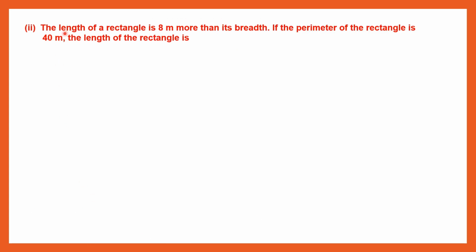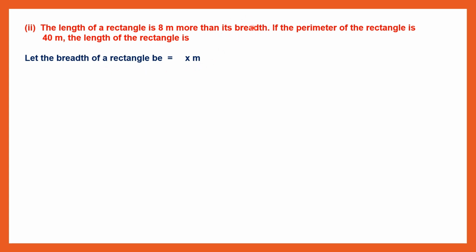Question 2. The length of a rectangle is 8 meters more than its breadth. We don't know what the breadth is, but the length is 8 meters more than that. If the perimeter of the rectangle is 40 meters, we need to find the length of the rectangle. So the breadth we don't know, but we know that the length is 8 meters more than the breadth. So let the breadth of the rectangle be x meters.